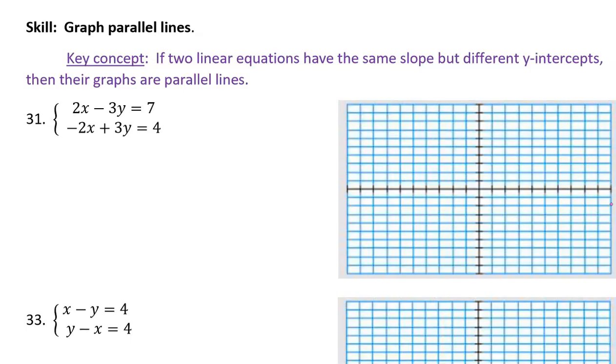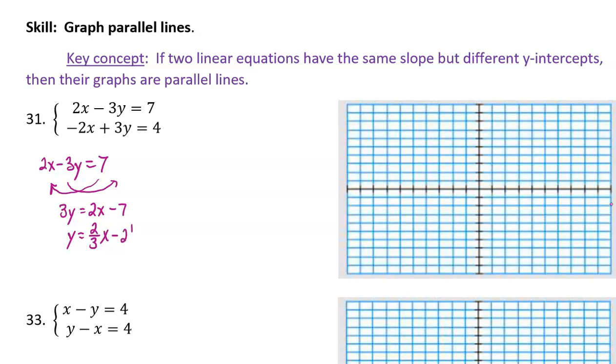Well, the first one is in standard form, so let's take the time to rewrite it. We start with 2x minus 3y is equal to 7. And we want slope-intercept form because it's so nice to graph. Add the 3y to the right side and subtract the 7. So 3y is equal to 2x minus 7. Now divide by 3. Y is equal to 2/3 x minus 7/3.